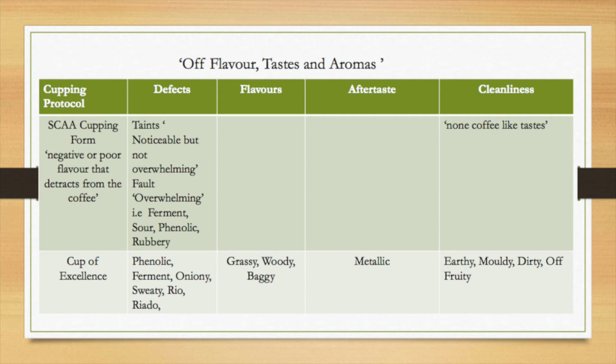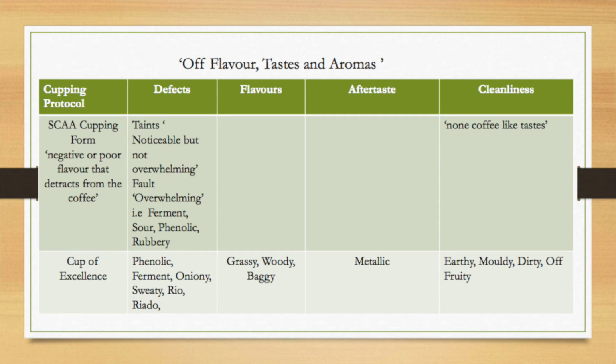Cup of Excellence, probably why I'm deliberately referencing this type of form, is a lot more exact in what it's trying to say at the very least, and trying to help us say what a defect is, or what a flavour taint is, or what an aftertaste taint is, and what cleanliness is. It actually goes into detail to say directly what a defect is. It's phenolic, it's ferment, it's oniony, it's Rio, it's sweaty, it's Rioy, it's problematic, it's big. There's no acceptance. You need to be able to find it. So it's clear to us in that sense.